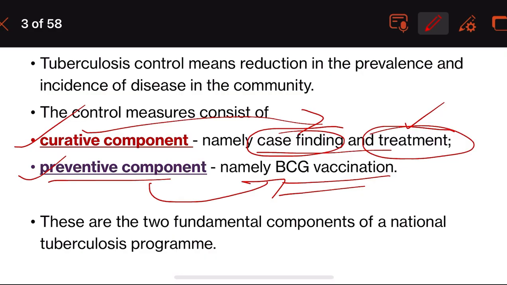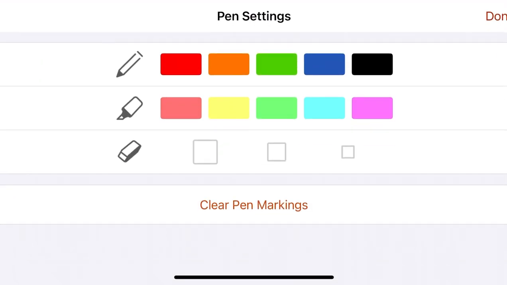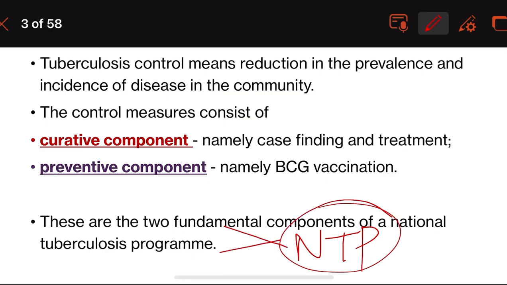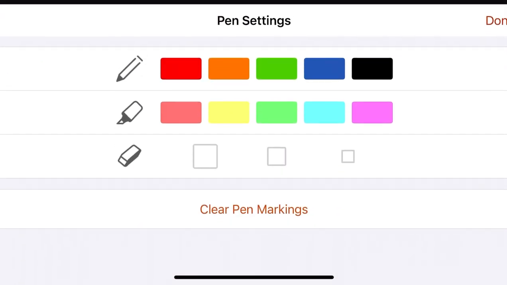So we see the curative component is case finding and treatment. The preventive component is through BCG vaccination. These are the two fundamental components of the National Tuberculosis Program. So the two fundamental components of the NTP are the curative component and the preventive component.